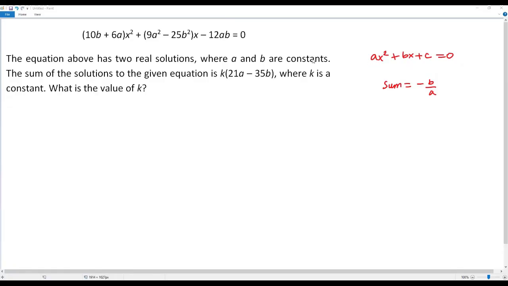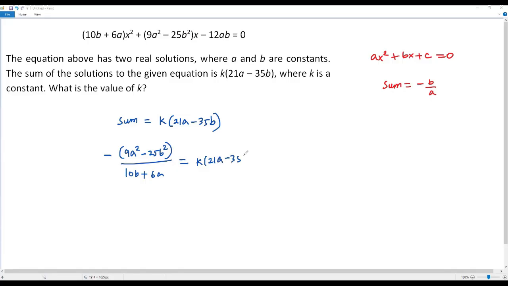Now let's consider the information we have over here. The sum of the solutions to the given equation is k times 21a negative 35b. That is, sum of the two solutions equals k times 21a negative 35b. For this sum, we can find it using the formula we have over here. First we write the negative sign, then we take the coefficient of x. In our quadratic equation, the coefficient of x is 9a square negative 25b square, and a is the coefficient of x square. The coefficient of x square over here is 10b positive 6a, equals k times 21a negative 35b.